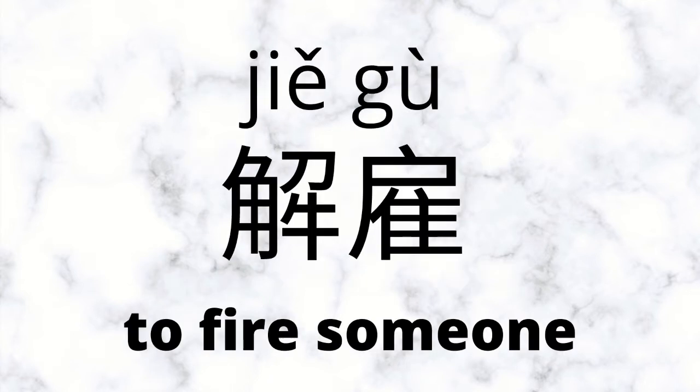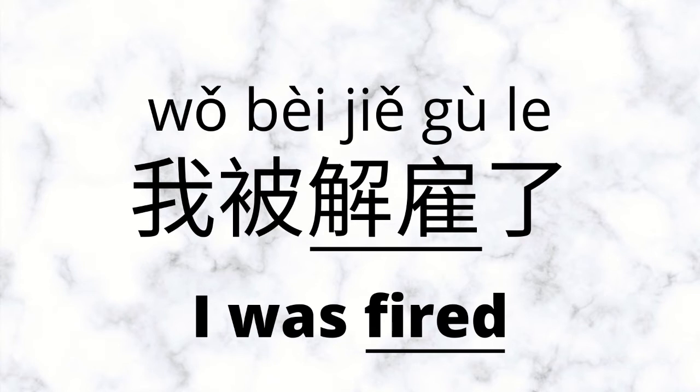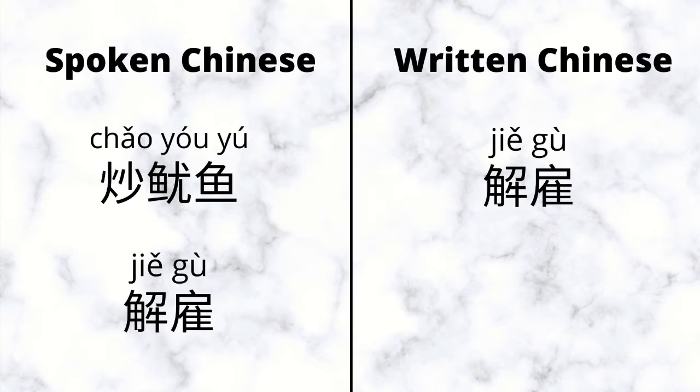Now, if you wanted to use the regular word for firing, you would use the word 解雇. 我被解雇了. The differences are, since 炒鱿鱼 is slang, you'll only hear it in spoken Chinese, and since 解雇 is the normal word, you'll hear it in spoken and written Chinese.